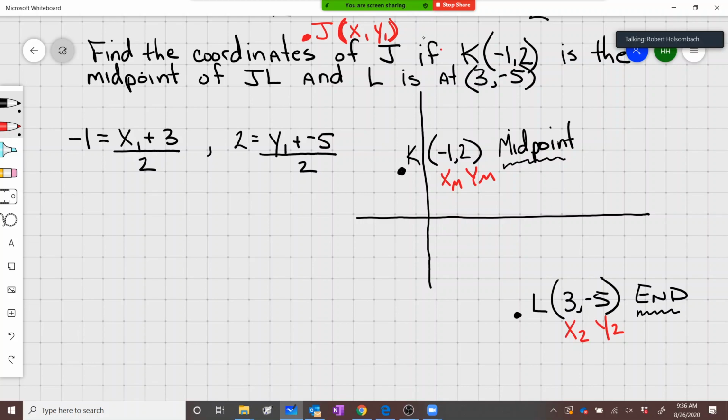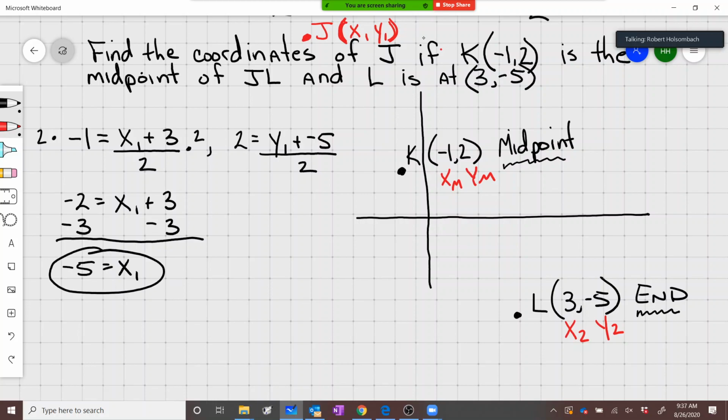Now if you solve for x sub 1 and you solve for y sub 1, it will give you the coordinates of point J. So we're going to solve for x sub 1 first. We're going to multiply both sides by 2. 2 times negative 1 is negative 2, which is equal to our x sub 1 plus 3. And then we're going to subtract 3 from each side. So negative 5 is equal to our x sub 1. That's your x value at point J.